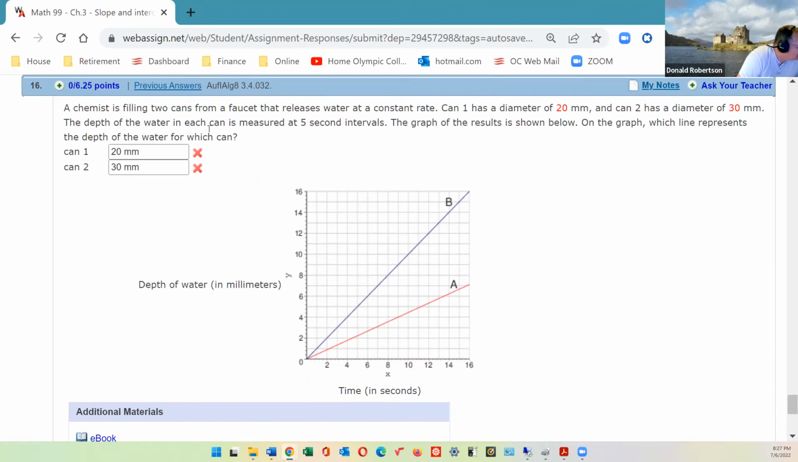So let's read it again. He's filling 2 cans from a faucet that releases water at constant rate. Can 1 has this diameter and can 2 has that diameter. The depth of the water in each can is measured at 5-second intervals. The graph of the result is shown below. On the graph, which line represents the depth of the water for which can?